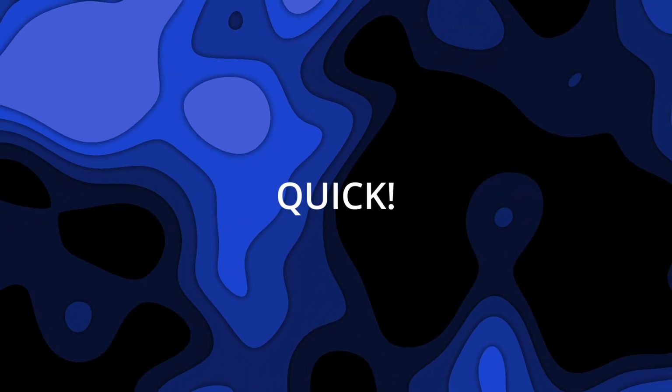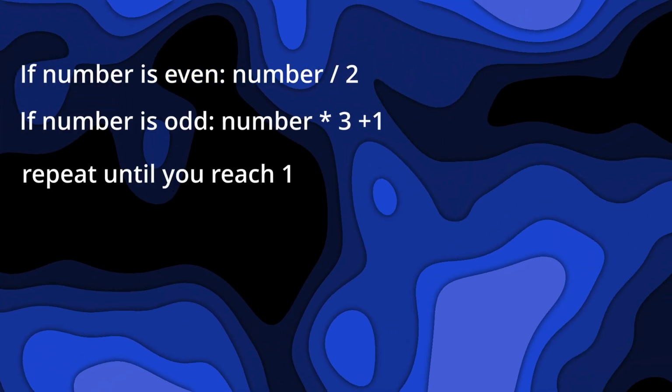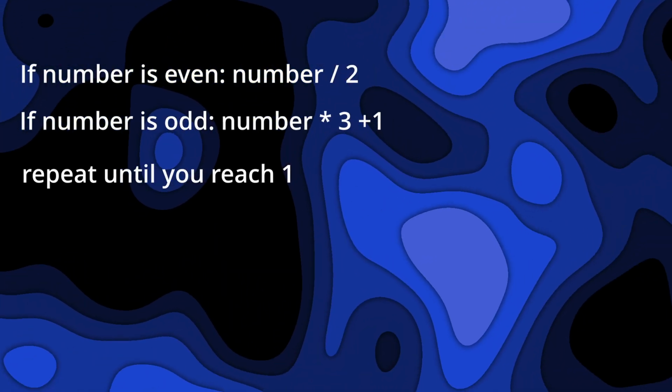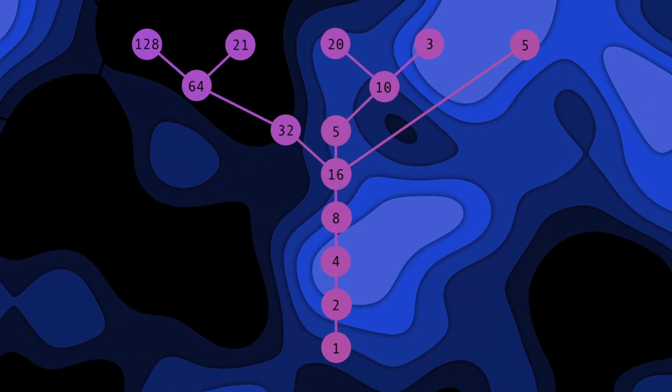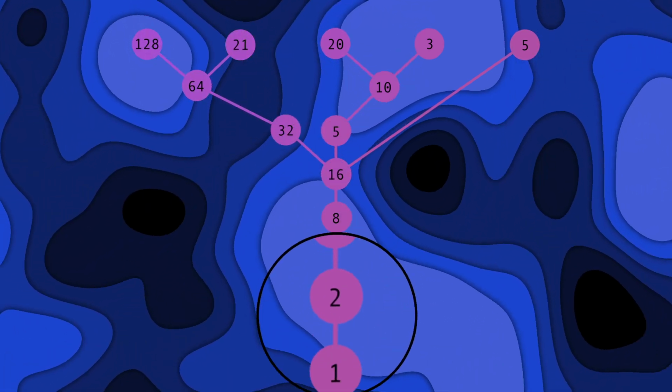Think of a number, quick! If your number is even, you divide it by 2, and if it's odd, you multiply it with 3 and add 1. And now you repeat this process until you reach 1. The interesting thing is that no matter which number you chose, you will eventually terminate at 1.